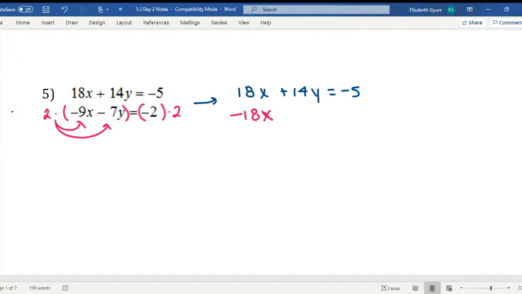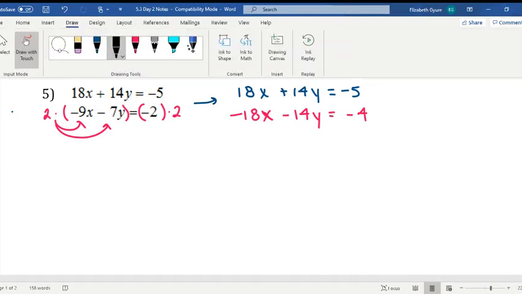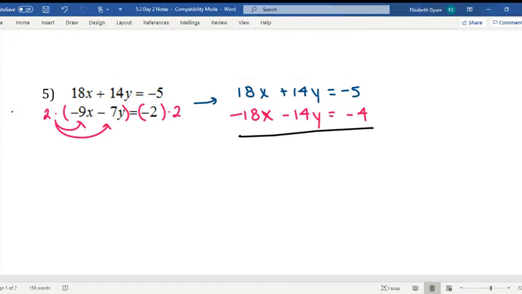Yep, -14y, good. And don't forget our variables on these. And then -2 times 2 is going to give us -4. So let's go through and combine. Olivia, what's -18x minus 18x going to do? Yeah, it is going to cancel out. It's gone.